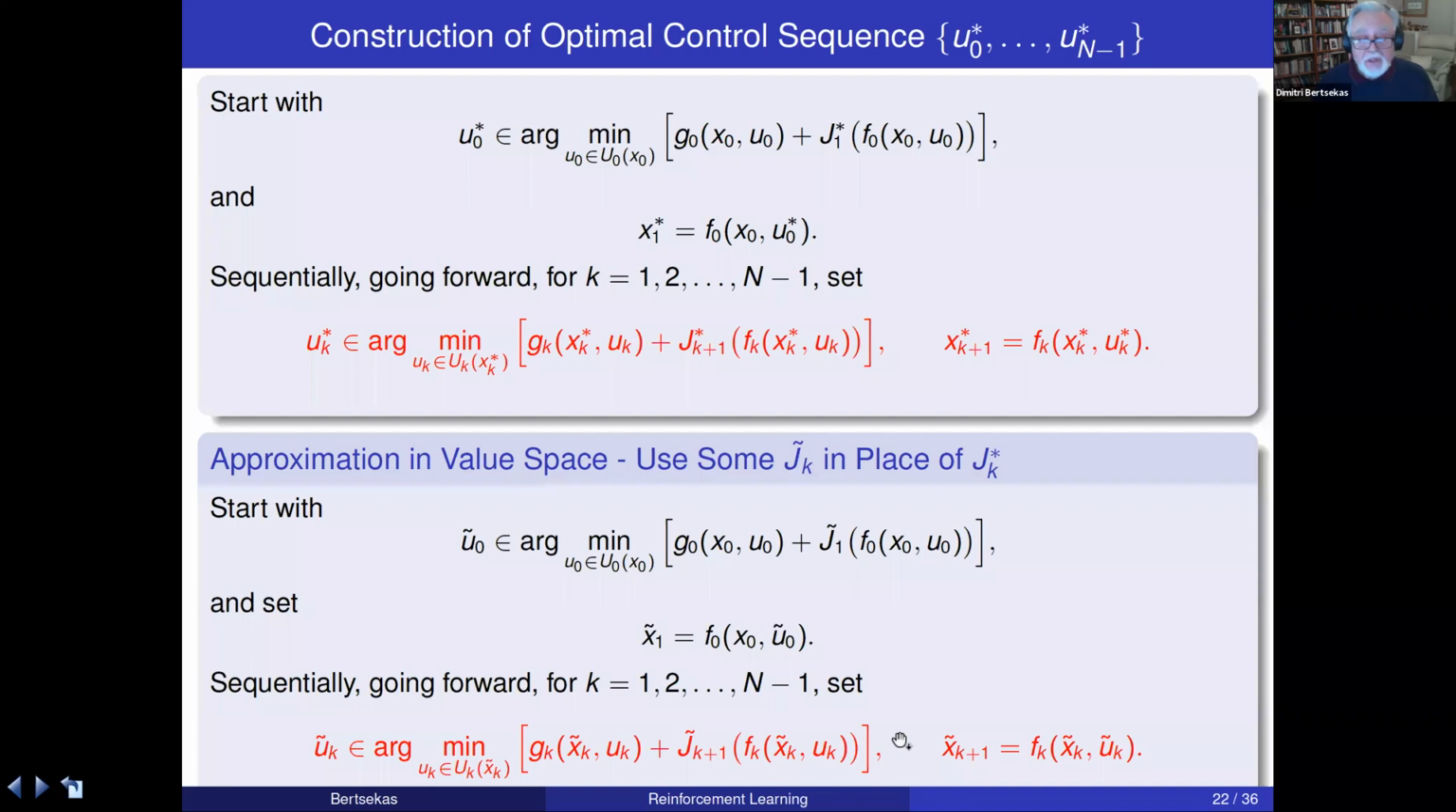So I have told you about a good deal of reinforcement learning for deterministic problems. That's what most of it is. Ways to find out J tilde, ways to do this minimization going forward.